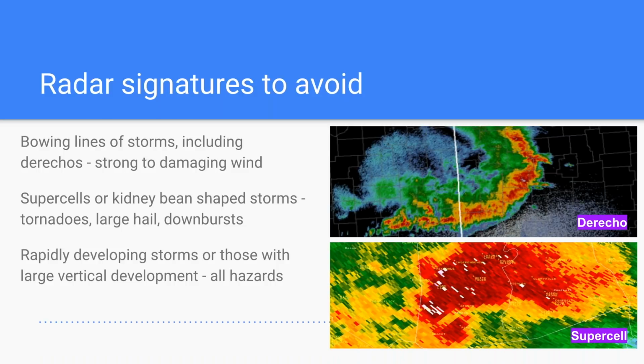Supercells usually have a kidney bean shape, some kind of curve, some sort of hook echo, an appendage sticking out of the main part of the thunderstorm. All hazards are there, including tornadoes, large hail, downbursts, all hazards to your aircraft. But also more generically, you'll want to look for rapidly developing thunderstorms, thunderstorms that suddenly turn from nothing or a lighter color on your radar display to explosive red, white, or magenta. Those typically have large, rapid vertical development, and you can get all sorts of hazards with those.